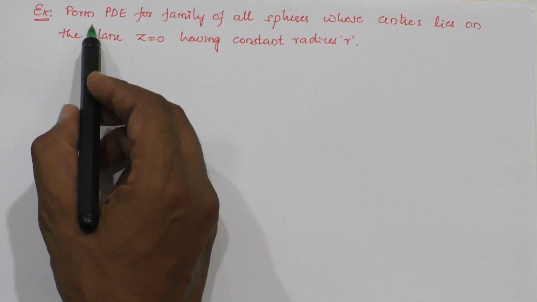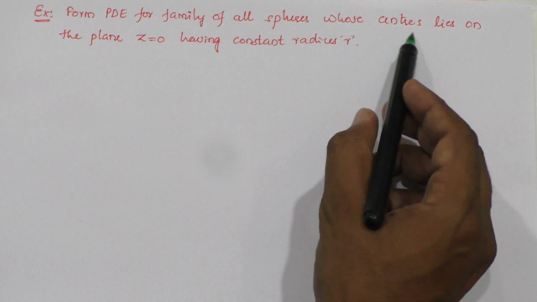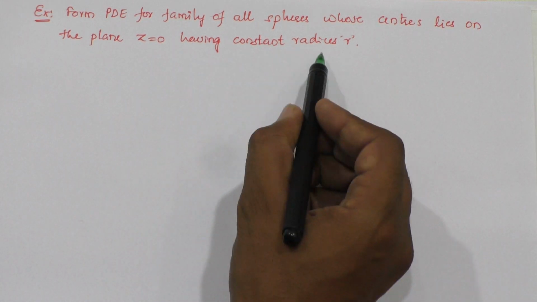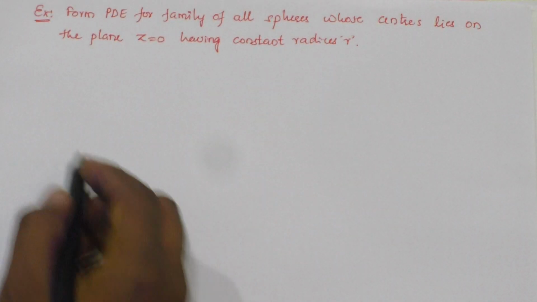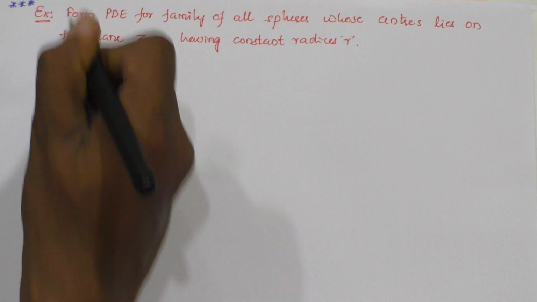Let us solve this problem. Form the PDE for the family of all spheres whose centers lie on the plane z equal to 0 having constant radius r. So this was given in VTU exams many times.